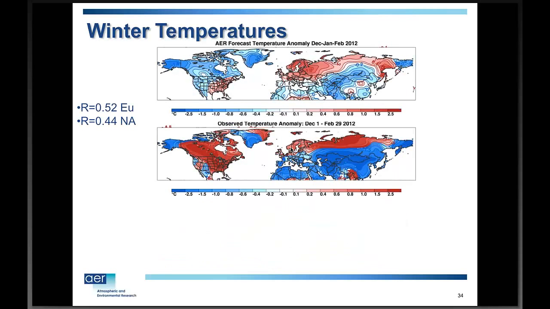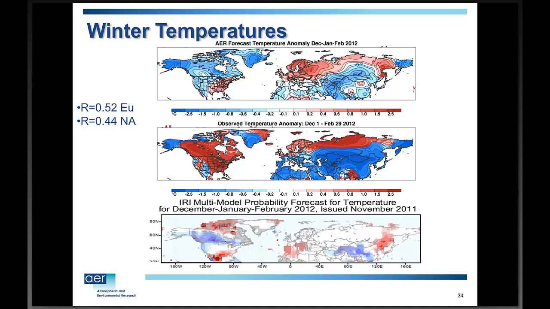Here's from 2012. Again, not as good, but still the pattern correlation with Eurasia was 0.42 and North America was 0.44. It forecasted a positive AO and positive temperatures in the U.S., and if you remember that winter, it was striking how warm it was. But still positive skill. Here's again from IRI. If you look at the forecast center forecast, I think it really doesn't correspond to what happened.